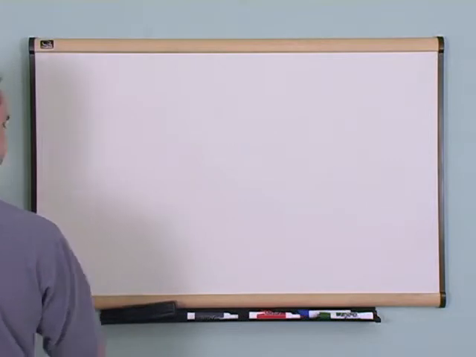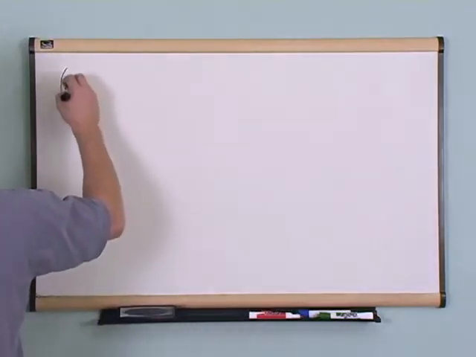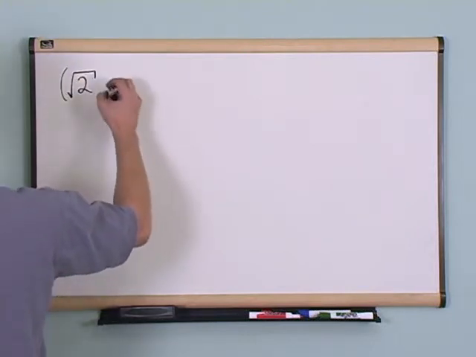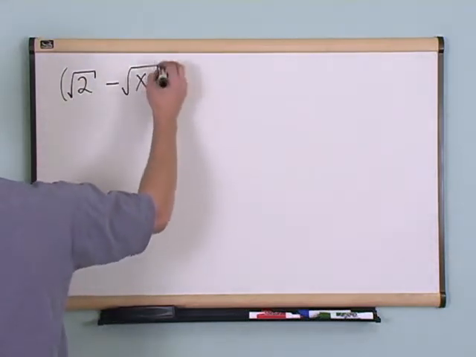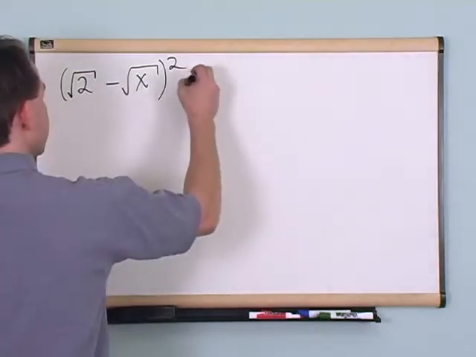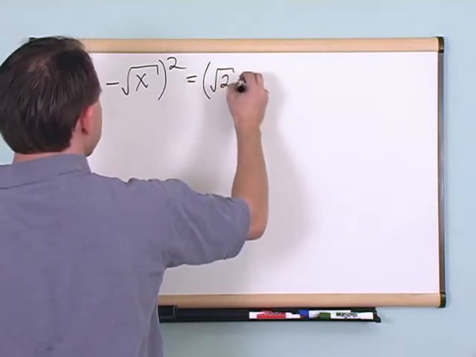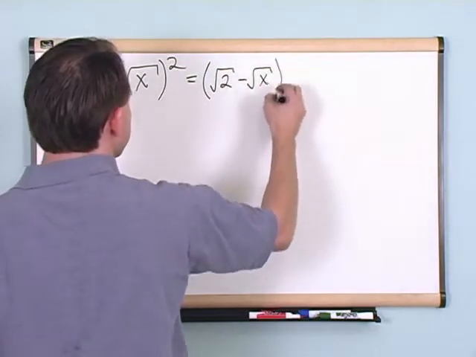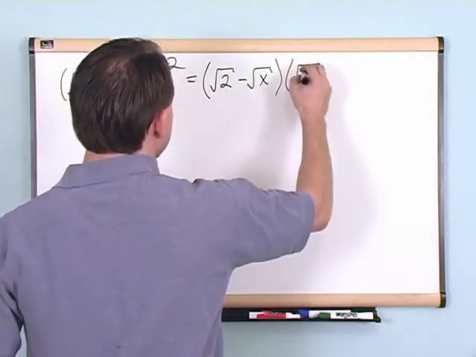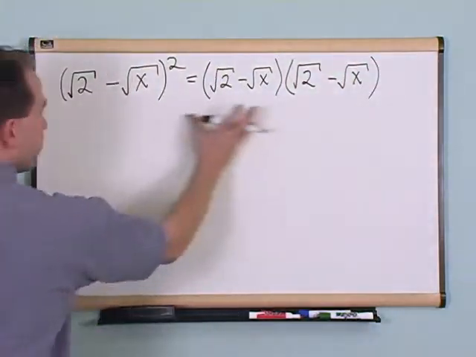What if we have, here's one that looks a little bit fun. What if we have, under parentheses, square root of 2 minus square root of x, all this stuff raised to the 2nd power. Now that looks a little different than what we've been doing so far. But just use a little bit of logic and you'll realize that this is just equal to square root of 2 minus square root of x times itself, because it's squared. Okay, so this is equal to this.